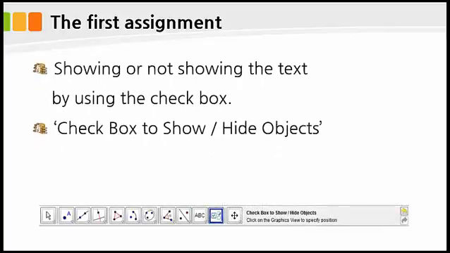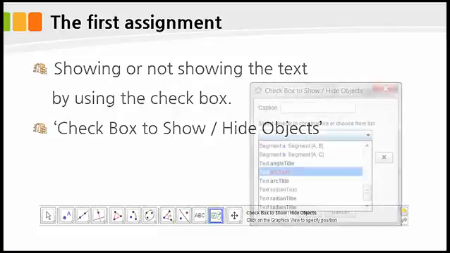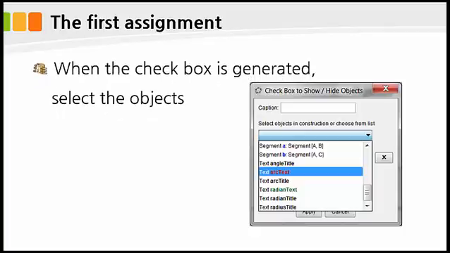The one last process is showing or not showing the text by using the checkbox. When the checkbox to show/hide objects is selected and the screen is clicked, the checkbox will be generated as shown in the figure. When the checkbox is generated, select the objects that would be adjusted and place it in the proper position to complete as shown in the figure.